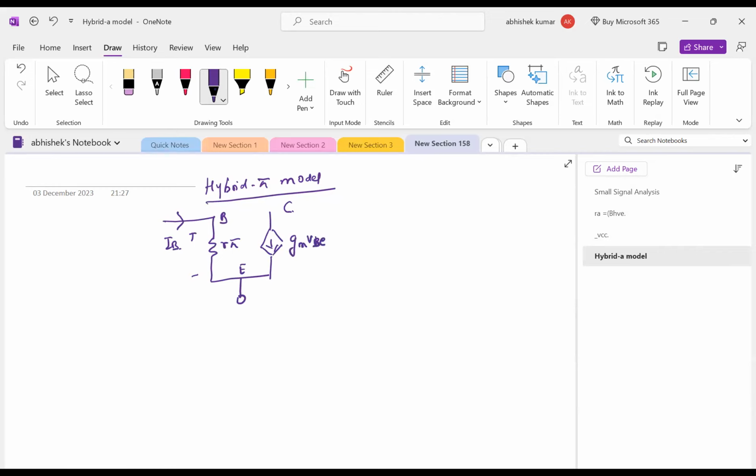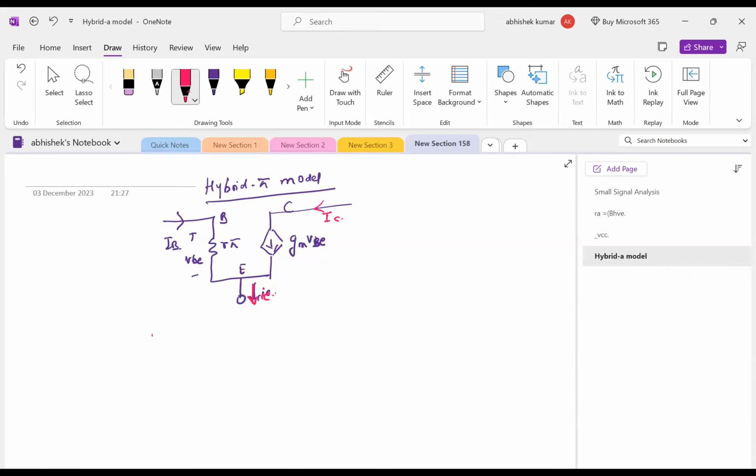Is this for NPN as well as PNP? Yes, NPN as well as PNP, only small changes will happen. This is the model that represents a BJT. This is IE, this is IB, and this is your IC. This is your pi model.